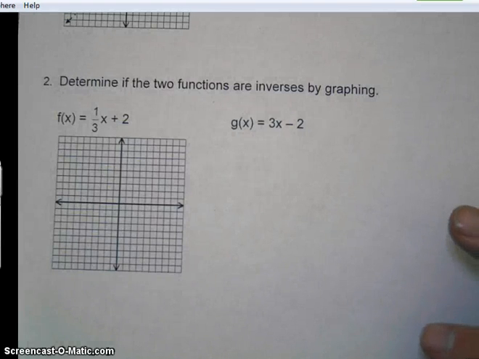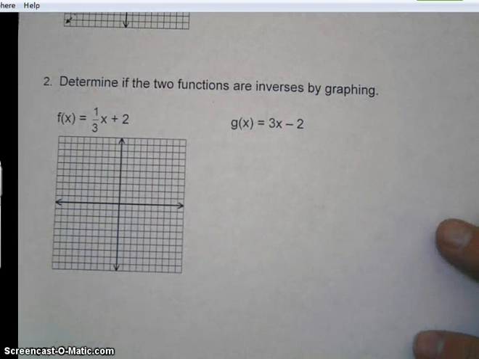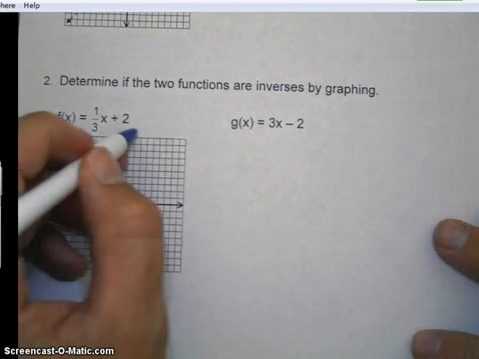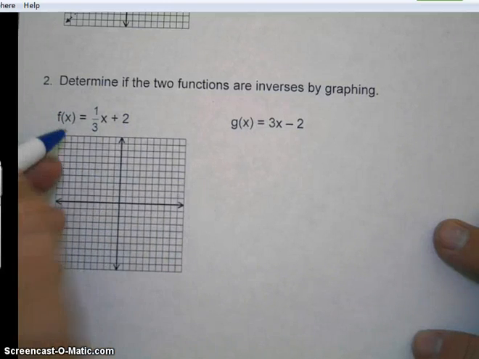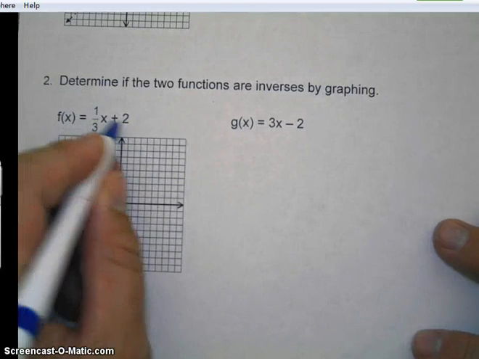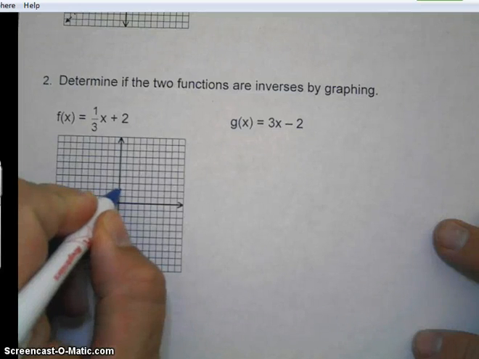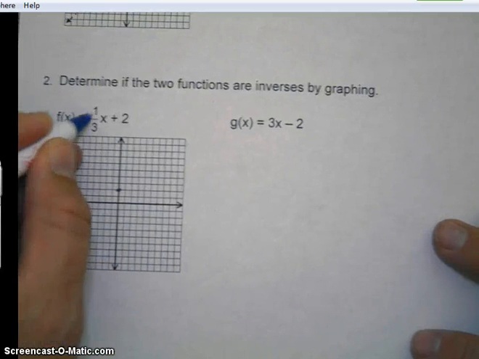Okay, determine if the two functions are inverses by graphing. We would start by graphing this one. First of all, it's linear, so we're going to go ahead and plot the y-intercept and apply the rise over the run.